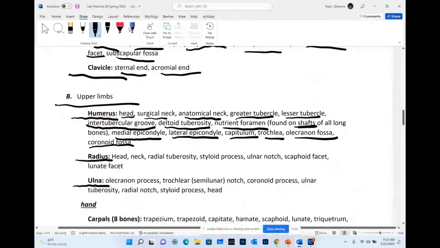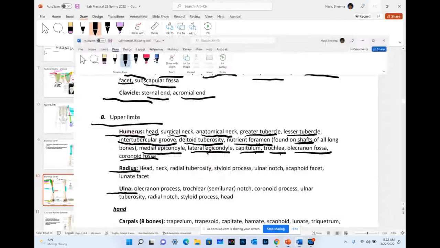Now, let's go back and check if we covered everything for humerus. Head, surgical neck, anatomical neck, greater tubercle, lesser tubercle, intertubercular groove, deltoid tuberosity, nutrient foramen, medial and lateral epicondyle, capitulum, trochlea, olecranon fossa, and coronoid fossa. Yes, we covered everything.